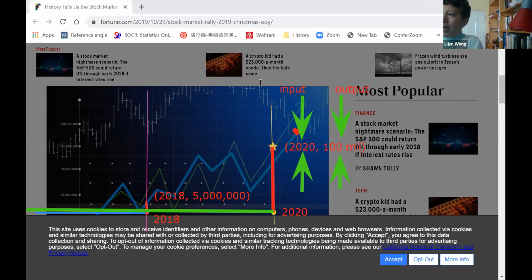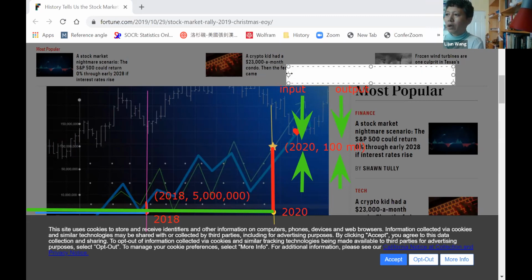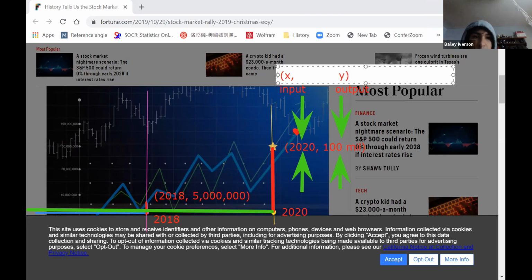And in your algebra class, what does it call? What does it call? How do you call it? X and Y. X comma Y. And that's the mathematical abstraction. This is the mathematical abstraction. But if you take this mathematical abstraction and you apply it to the stock market, that's how you read it.